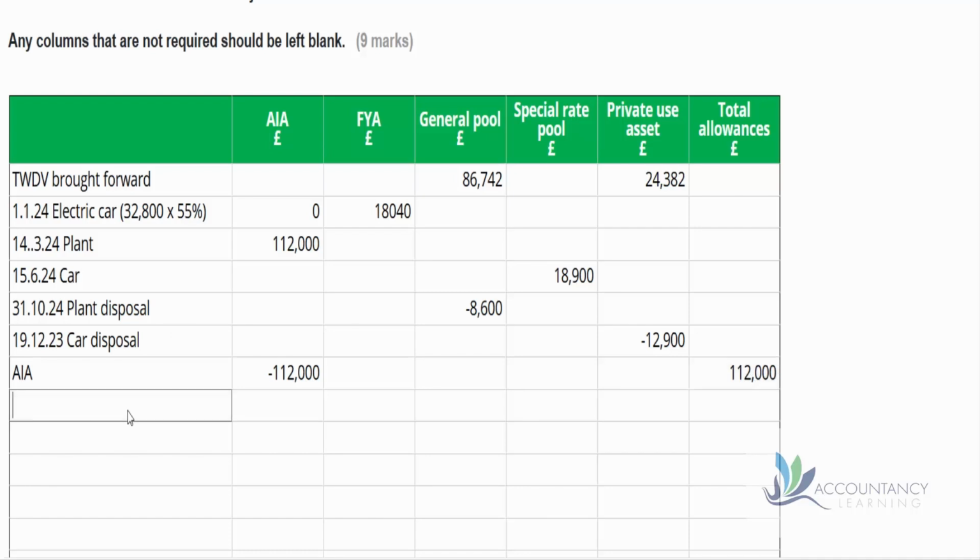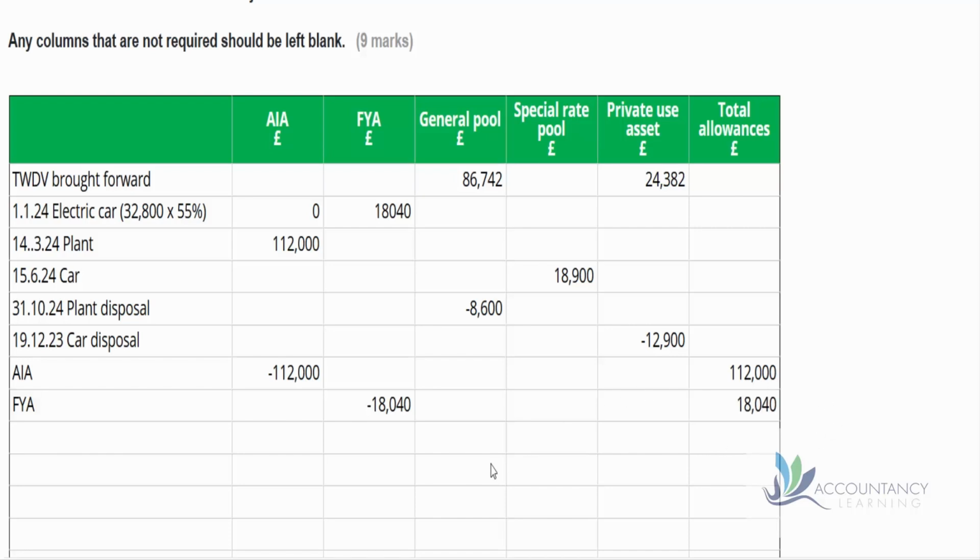And then next we can do our first year allowance. Again, we get 100% allowance on that electric car. So we can put that in as well, and again add that to our final column so we can work out our total.